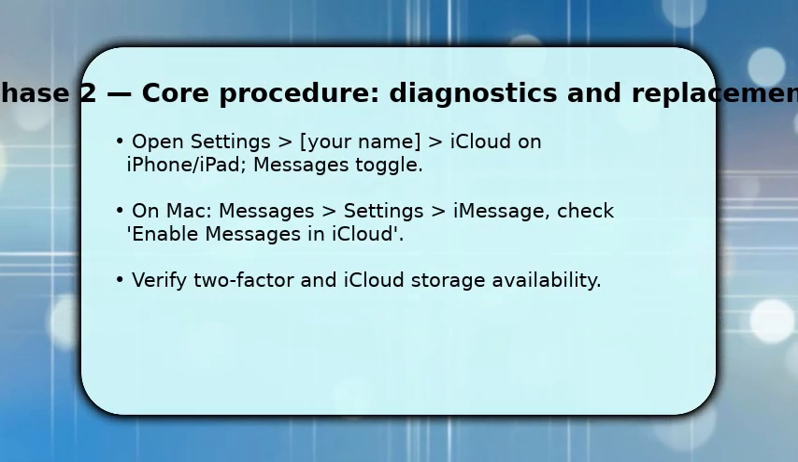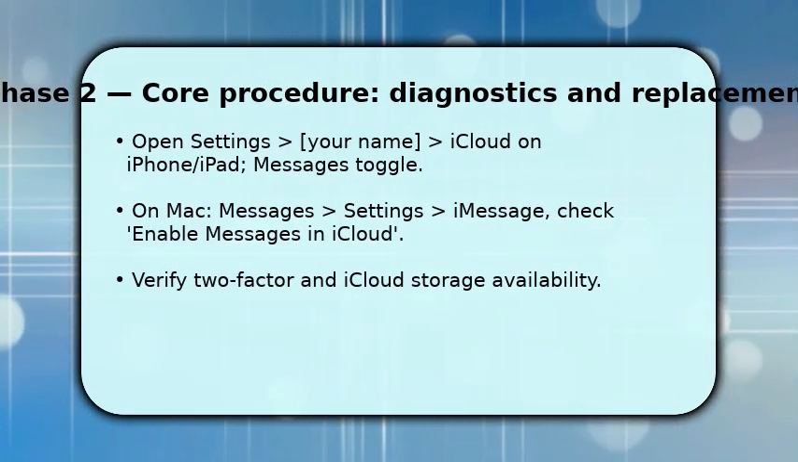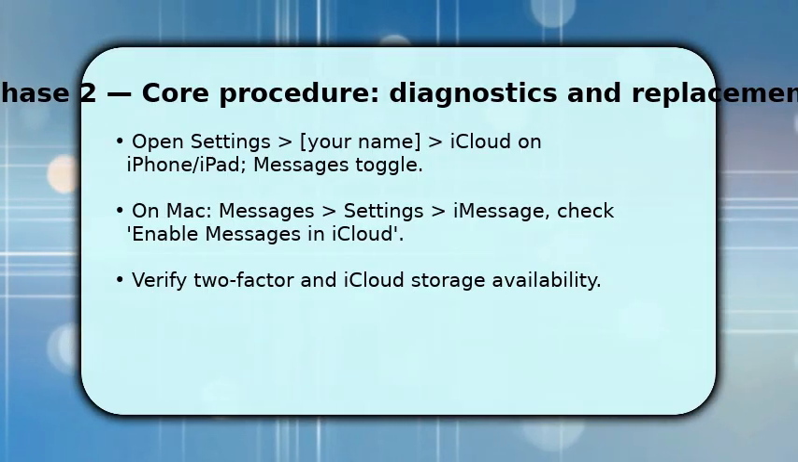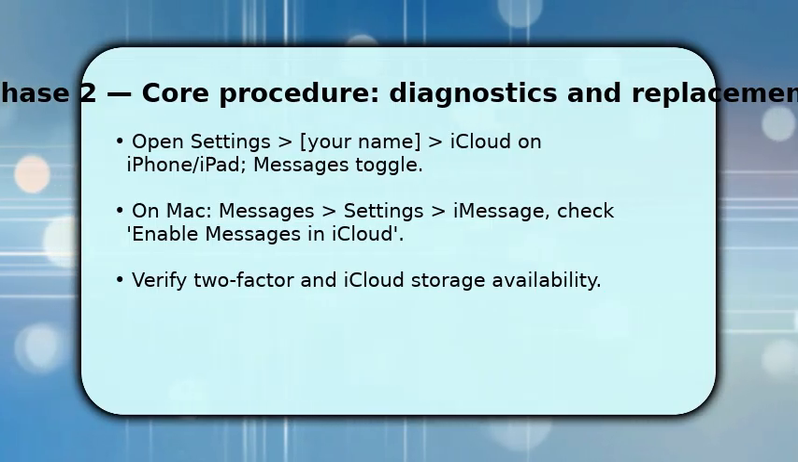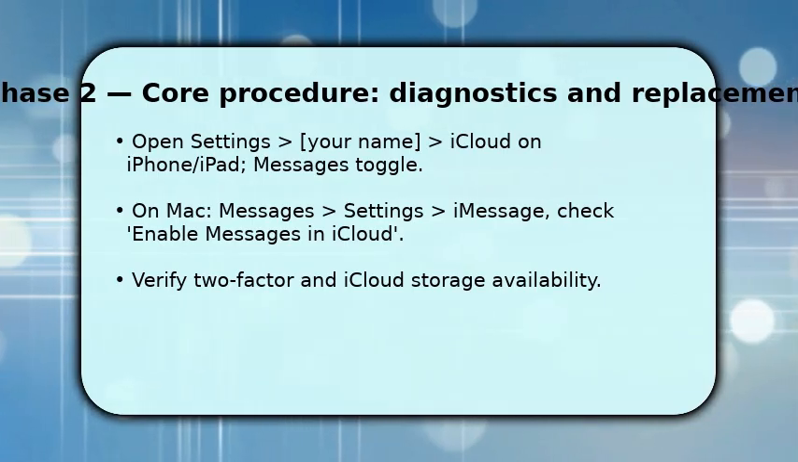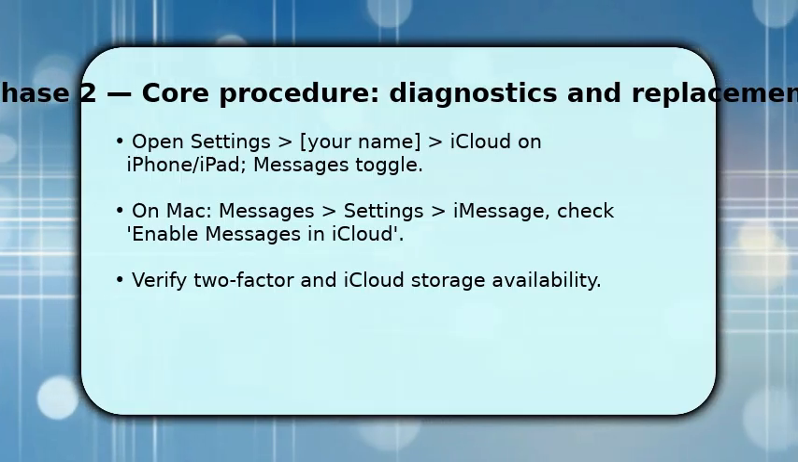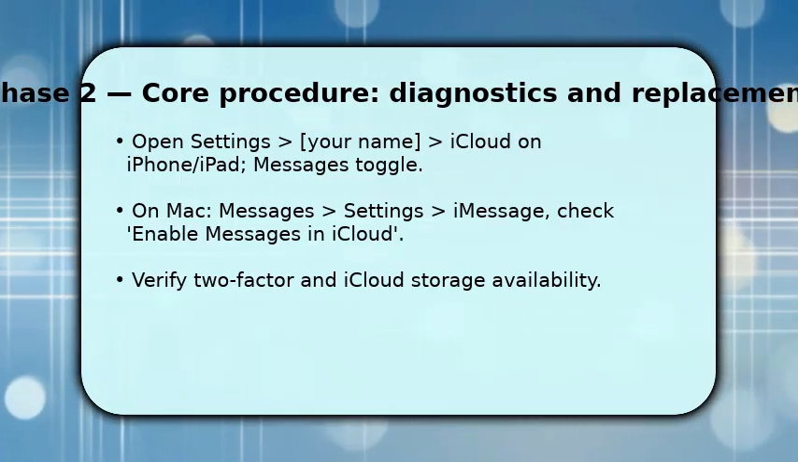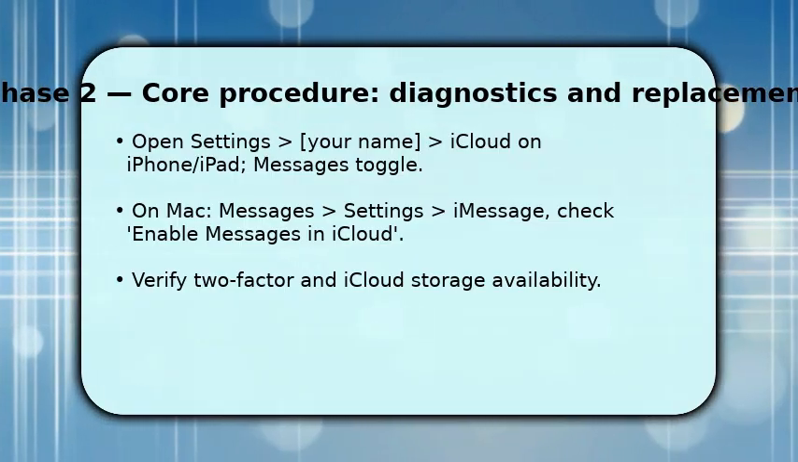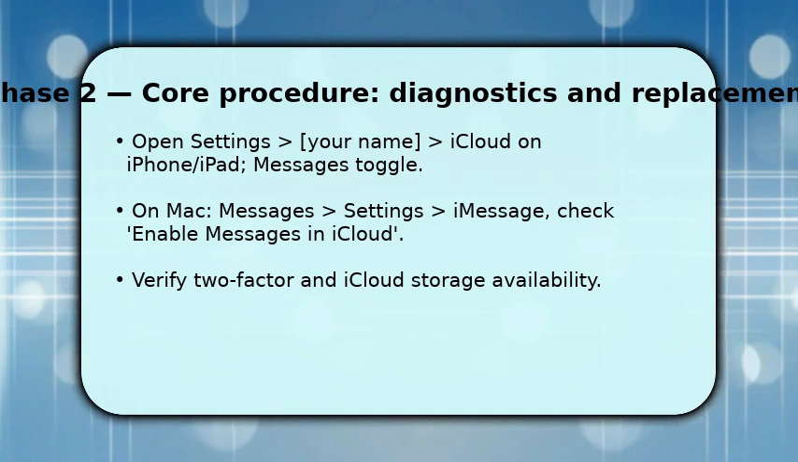Now you enable messages in iCloud directly on each device, and you do it in a specific order to avoid duplicate threads. On iPhone or iPad open settings, tap your name, select iCloud, then toggle messages on. On Mac open messages, go to Settings, iMessage, and check Enable Messages in iCloud. Make sure two-factor authentication is active and that you have enough iCloud storage. Otherwise, uploads will stall. Once done, devices begin uploading and merging message histories automatically.